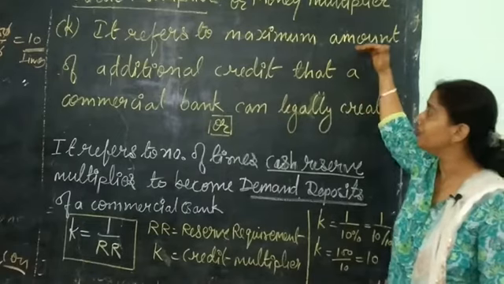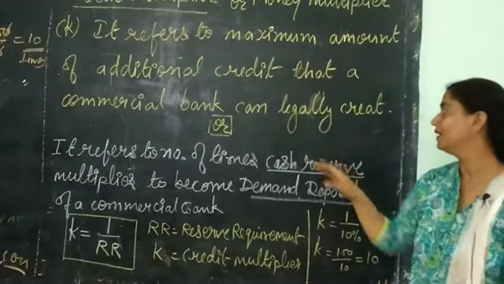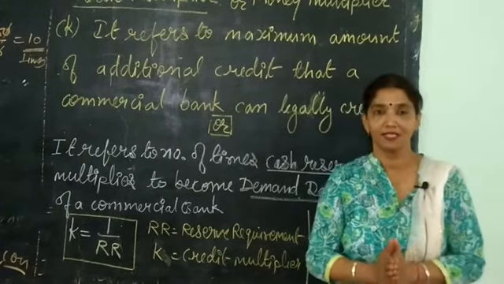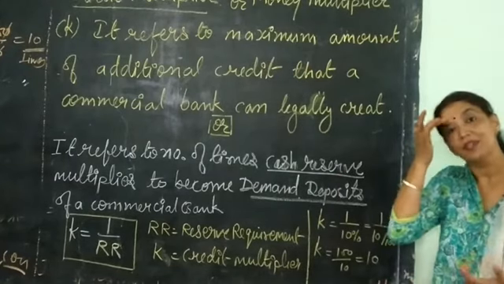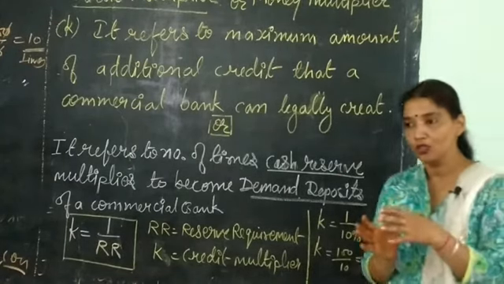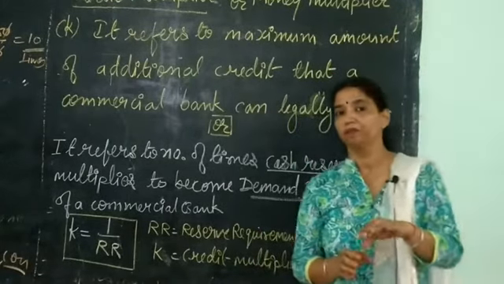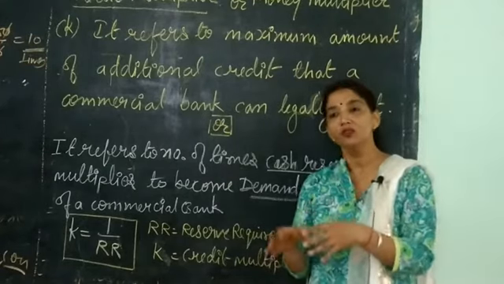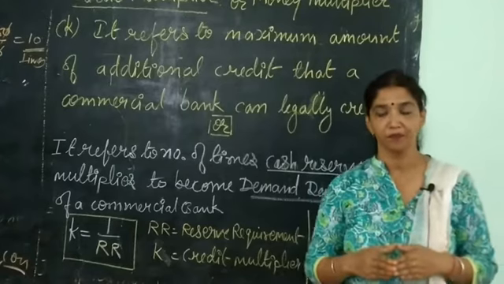But this additional credit created by commercial banks totally depends on reserve requirements. What is reserve requirement or cash reserves? Reserve requirements are those cash reserves which commercial banks have to keep with the central bank of the country, or keep with themselves in terms of liquidity.